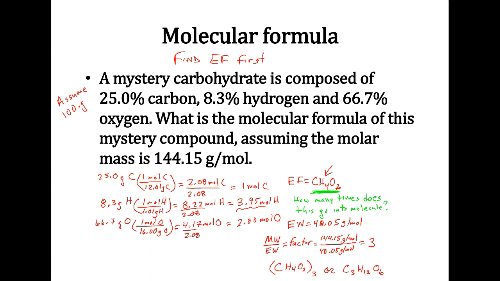Okay, so that's how you would find the molecular formula if you were given a percent composition and the molecular weight. You would have to find the empirical formula first, and then you would find the empirical weight and determine a factor. How many times does that empirical weight go into the molecular weight?